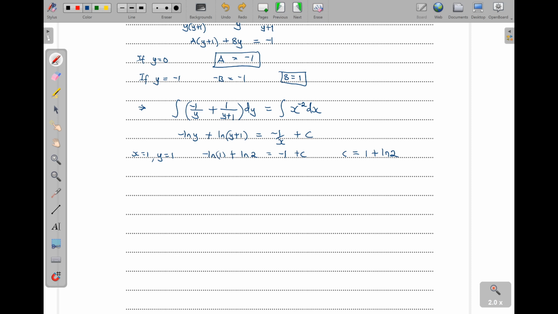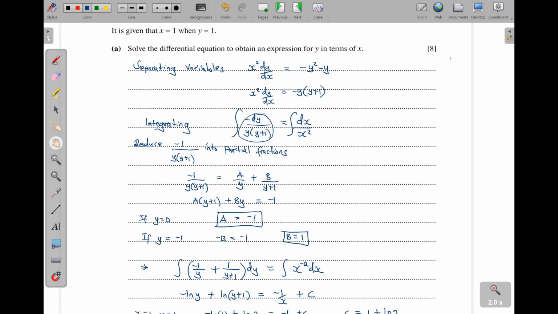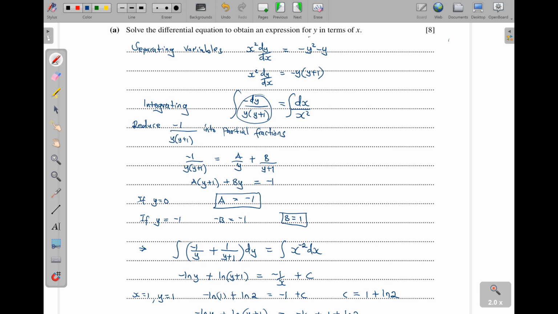Okay, so meaning when we fall back here, now to get our particular solution, we have negative natural log of y plus natural log of y plus 1. Then this one is equivalent to negative 1 over x, and then our c is 1 plus the natural log of 2. And they want us to obtain an expression of y in terms of x.